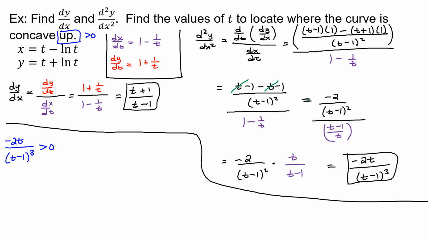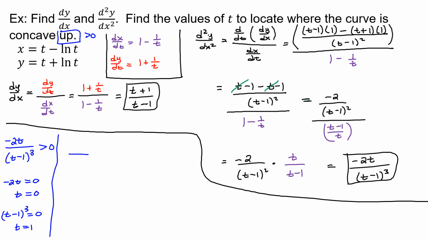Well, in this case, I can't get away with the little trick that I did last time, where the bottom was always bigger than 0. Here, I actually have to figure out what makes the top part equal 0 and what makes the bottom part equal 0, much like what we would have done in Cal 1. The top gives you 0: negative 2t equals 0, where t is 0. And the bottom, (t minus 1) cubed, equals 0 when t equals 1.